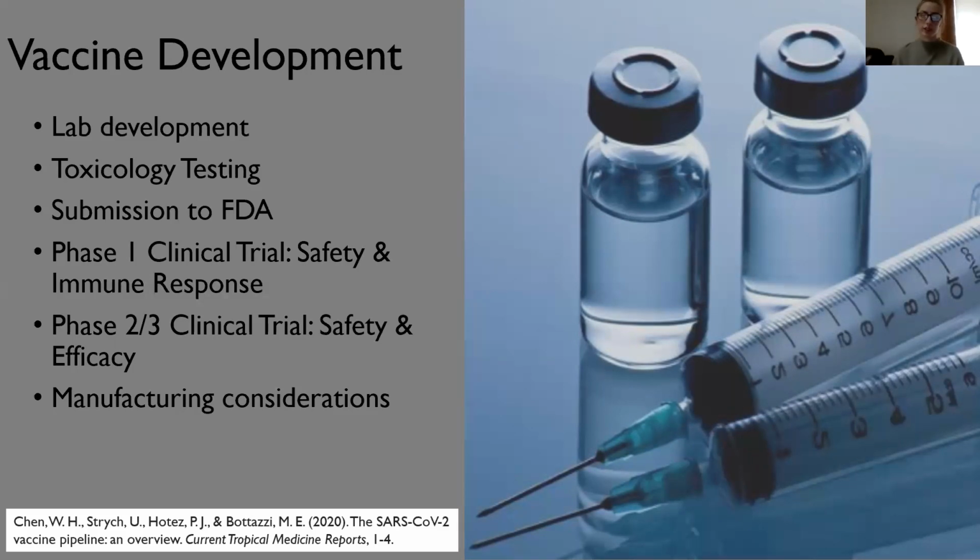The compound has to be injected into an animal or onto cells, maybe in a plate. And you have to make sure that the vaccine itself doesn't cause any harm to the animal or any harm to the cells. After that toxicology testing is done, you can submit to the FDA. What that means is the FDA is going to review your formulation for any red flags of things that they might find toxic. And the FDA is going to tell you what kind of results and what kind of tests they want you to perform to show that A, your vaccine is safe, and B, that it's actually going to work in humans.